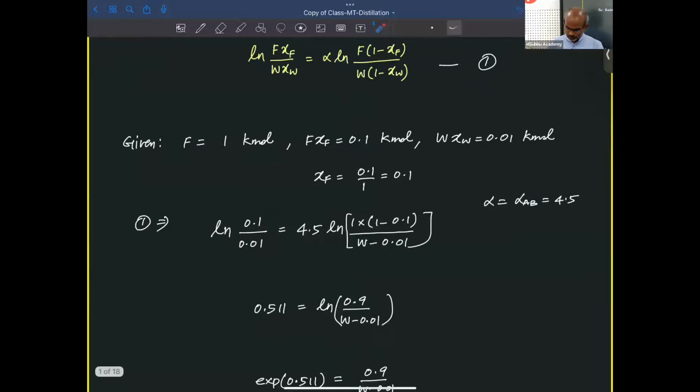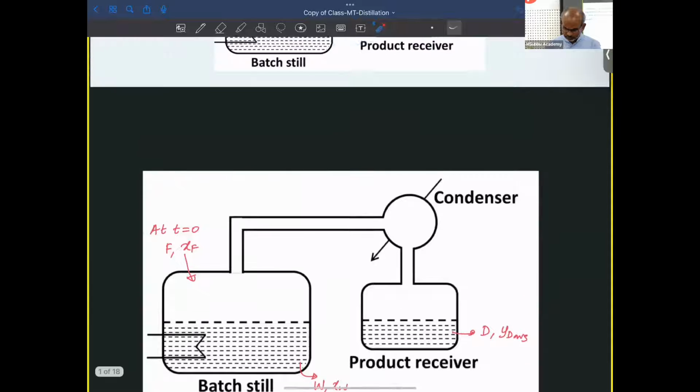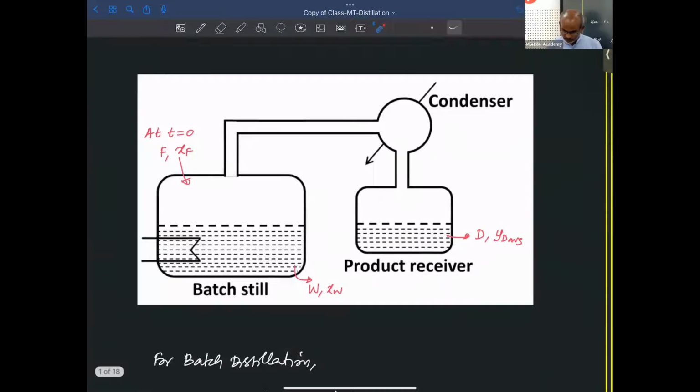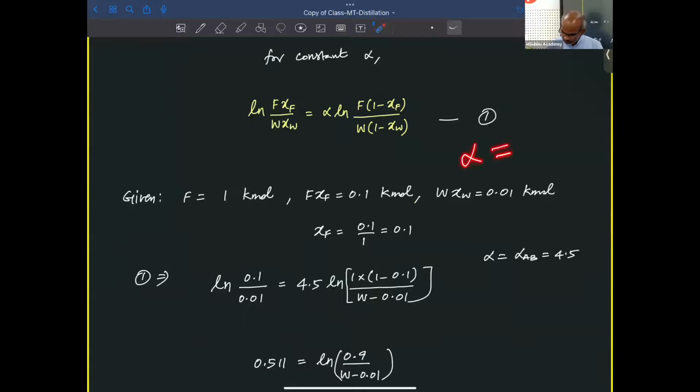And here they didn't mention anything about this relative volatility. Normally, relative volatility is the volatility of the more volatile component with respect to B. That is alpha AB is equal to 4.5. That is the usual way we used to take. Suppose you have taken that as alpha of B by A, alpha BA. In that case, this calculation answer will be different. That is, instead of taking this alpha as 4.5, if you have taken that as inverse of that, otherwise alpha of AB is 1 by alpha BA.